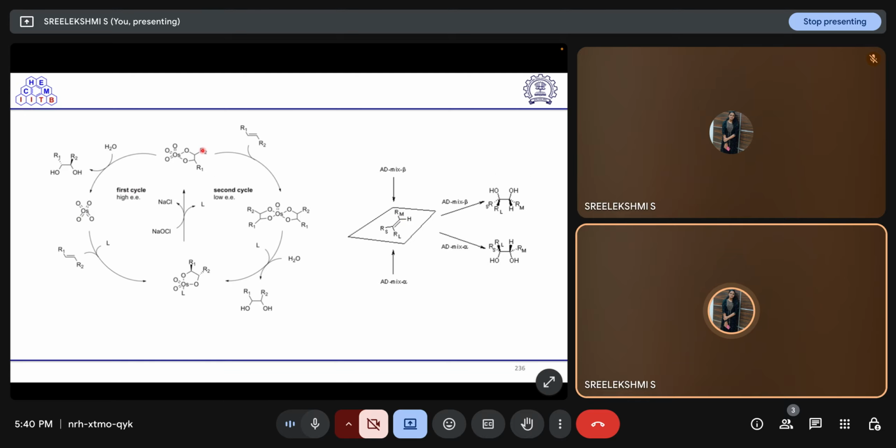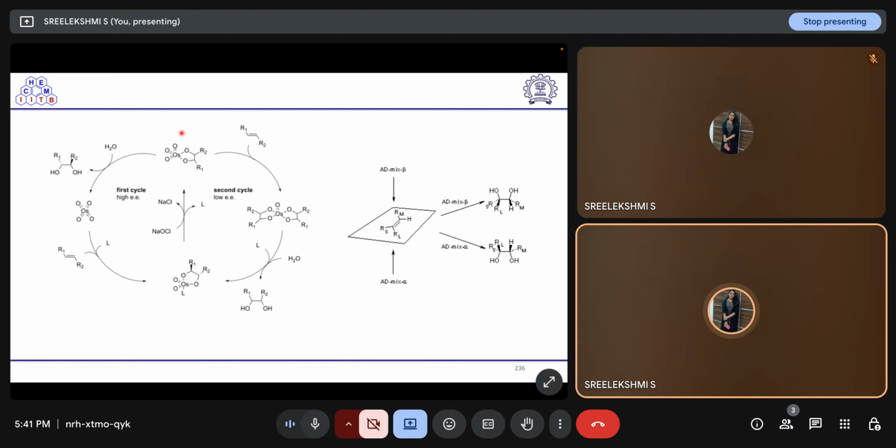The reaction starts with this osmium tetroxide. This osmium tetroxide first coordinates with this alkene to form this compound. Then in the presence of NaOCl, NaCl will be eliminated, and this oxygen will get inserted in this compound, and then another alkene will react with it to form this intermediate. Again the ligand will come and form this diol. So that is happening.